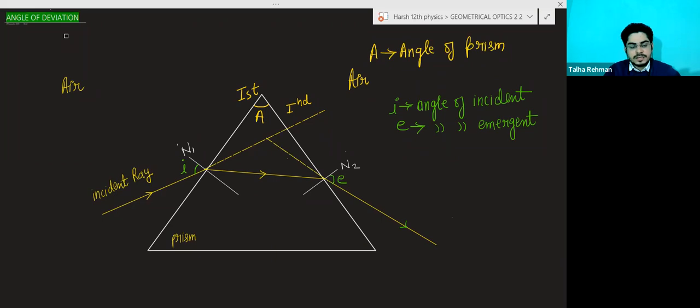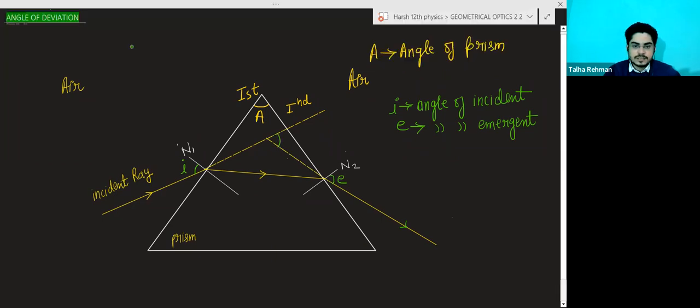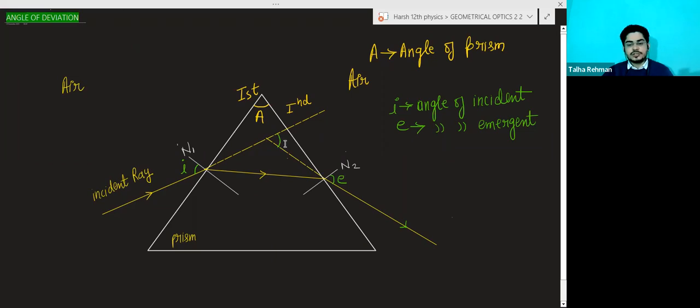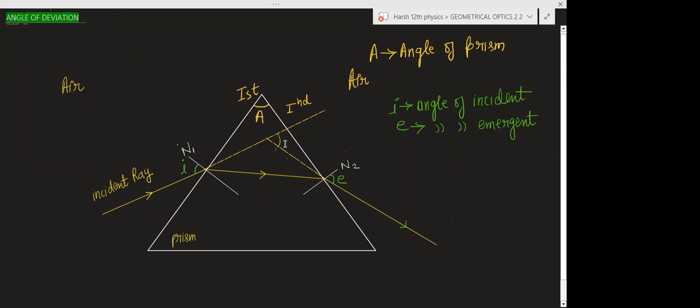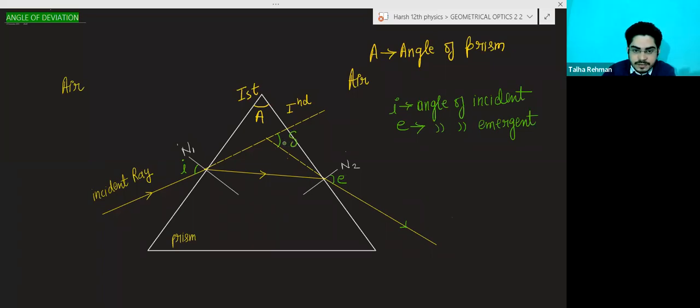So the angle of deviation is this. This angle is known as the angle of deviation. What deviation means? This angle of deviation shows how many degrees the light ray is getting deviated. The angle of deviation is represented by delta. So delta is the angle of deviation.